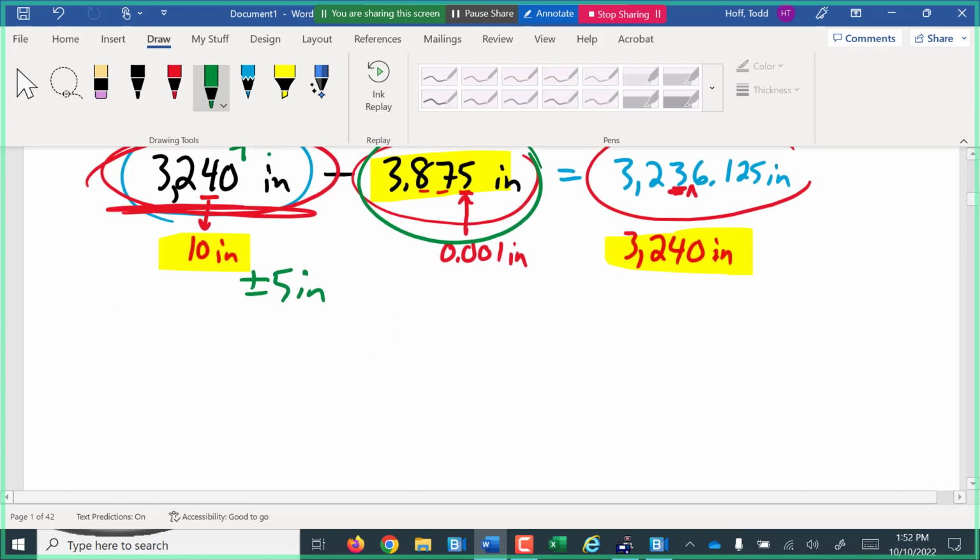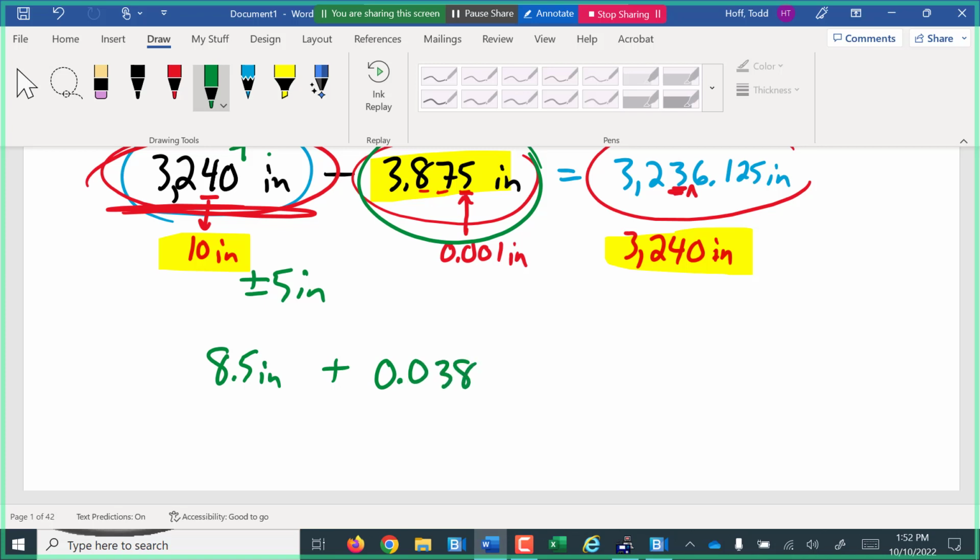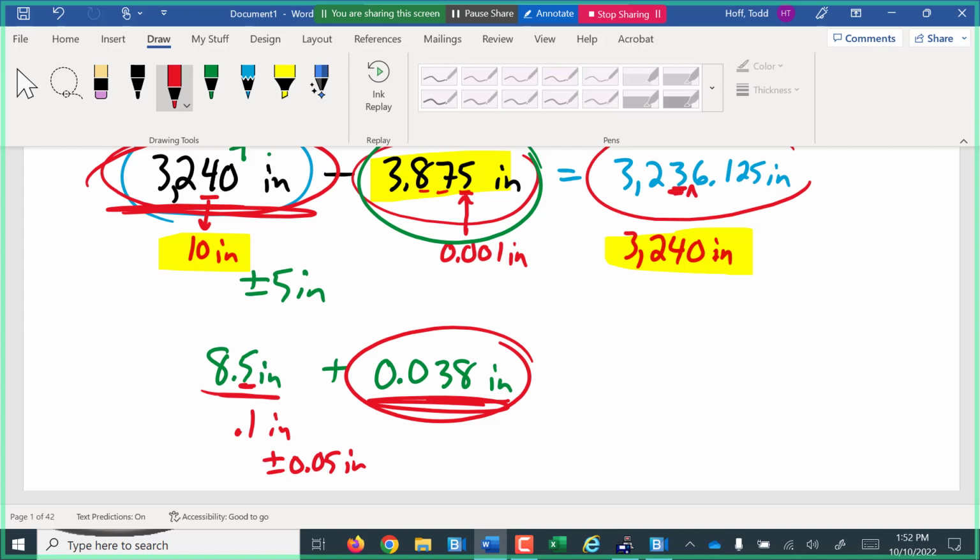If you have something that is measured as 8.5 inches and you want to add something that is measured as 0.038 inches, it really can't be done because this measurement is so small compared to this one that the degree of precision of this one is only 1/10 of an inch. So the error is plus or minus 0.05 of an inch. Well, that's bigger than this measurement. So if the error in one measurement is bigger than the other measurement, you should not be combining those two measurements.